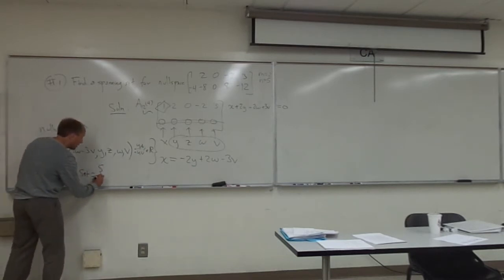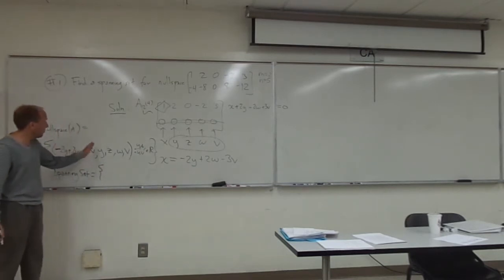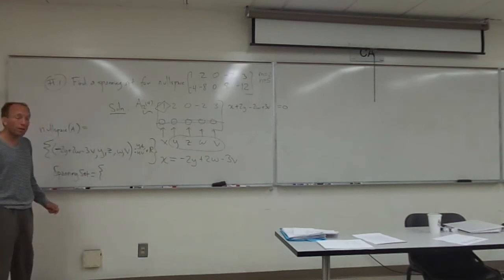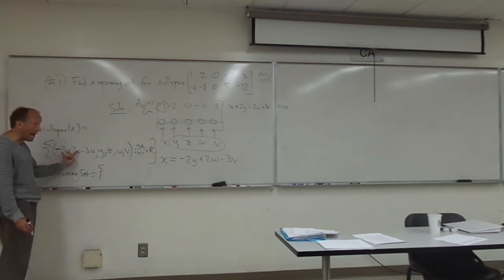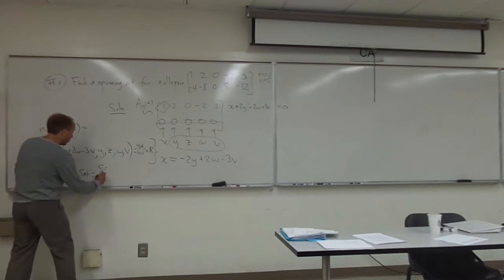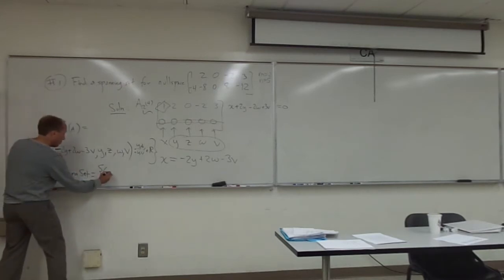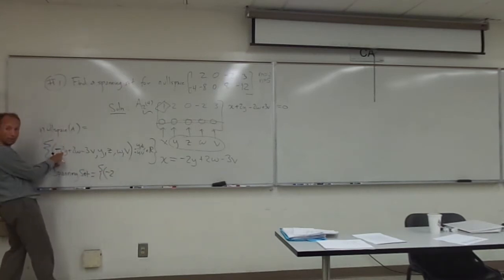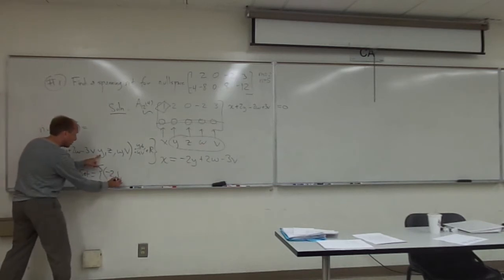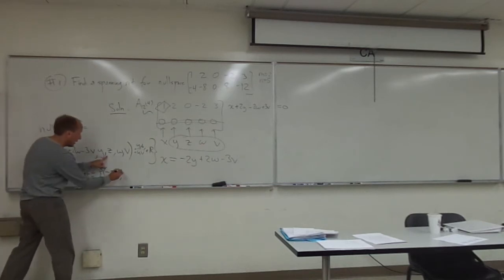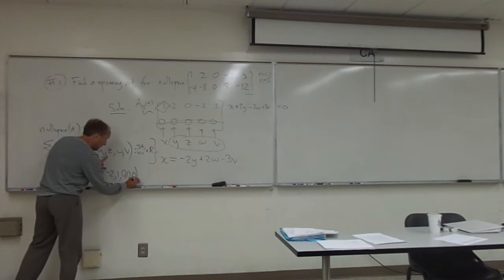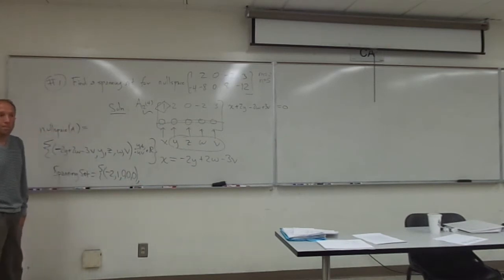To get the spanning set, I pull my variables out one at a time. If I pull out the y variable, then there's a negative 2 in the first slot associated with it. In the second slot there's a 1. And then in slots 3, 4, and 5 we have 0. Agreed?